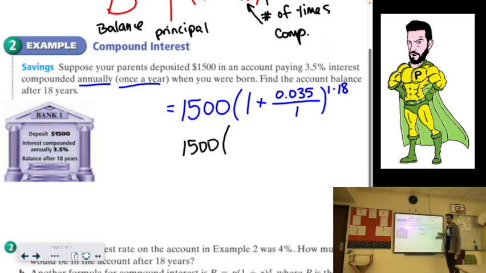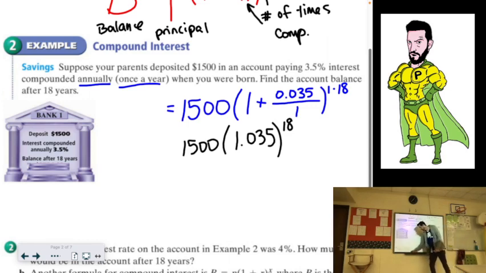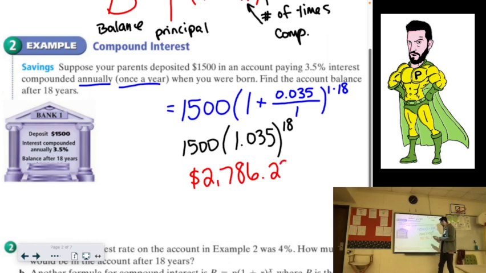order of operations, I would divide first. 0.035 divided by 1 is 0.035. Plus 1 would be 1.035. The exponent, 1 times 18, is 18. Now, many calculators, you could put it in exactly like this, and it'll do the order of operations for you. If you're worried about that, do the exponents first, and then multiply by 1,500 at the end. So this one comes out to $2,786.23. Great. There we go.